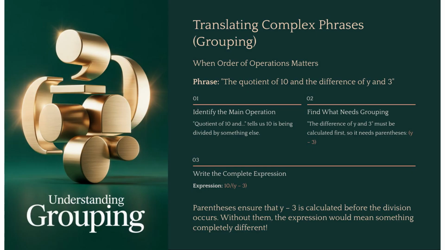Complex phrases require careful use of grouping. The phrase, the quotient of 10 and the difference of y and 3, tells you that the entire difference must be divided into 10. The difference of y and 3 is written in parentheses as y minus 3. The final expression is the fraction 10 over y minus 3.